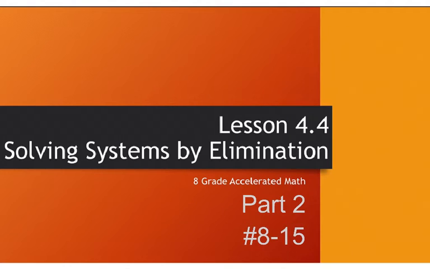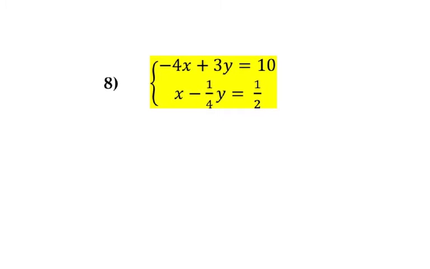This is part 2 of lesson 4.4, solving systems by elimination. Continuing on in number 8, our system, we have nothing that's going to easily be eliminated, so we need to figure out what we could make happen. So the whole thing with systems of equations that you're solving by elimination is you're trying to create the desirable situation. So look at your x's.